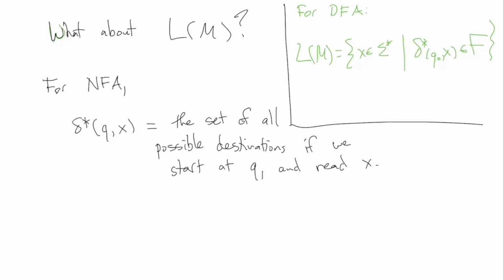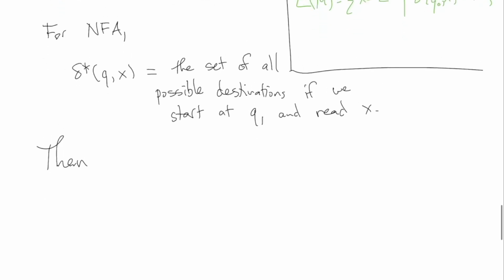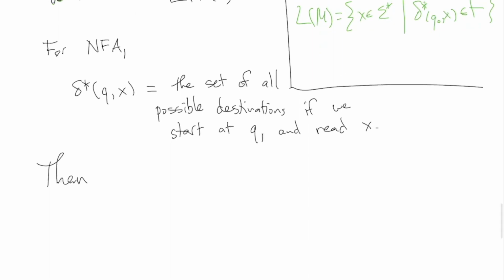That's a set. But once you understand what that is, then you can basically write this same thing again. So then, sorry, it's going off the top there. It's the set of all strings such that delta star of Q0 and X.